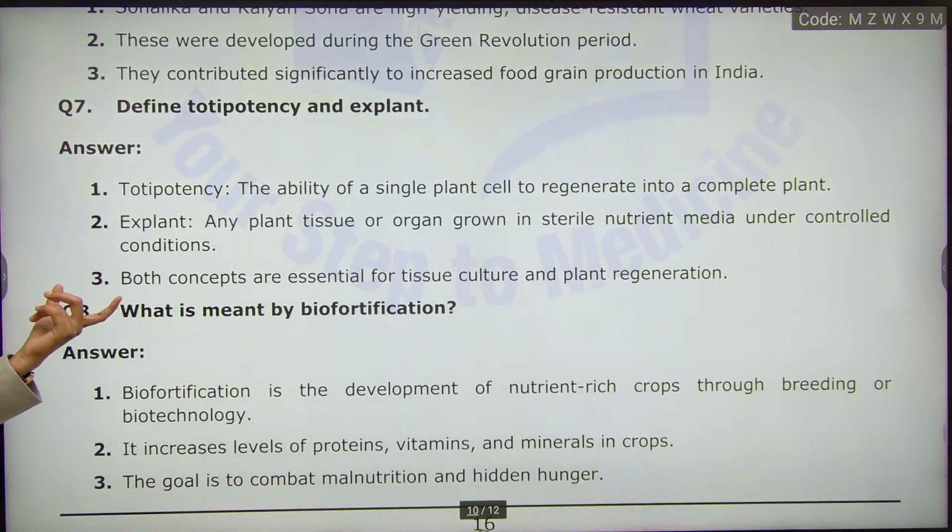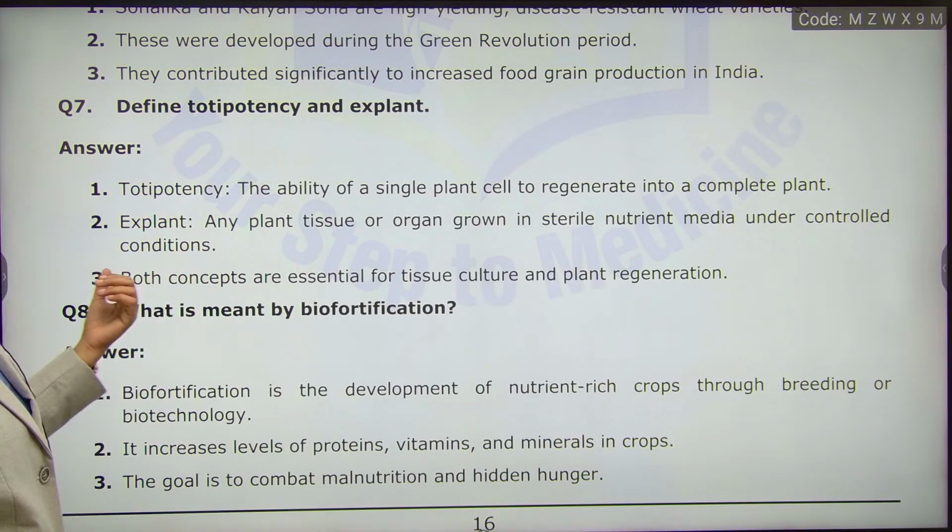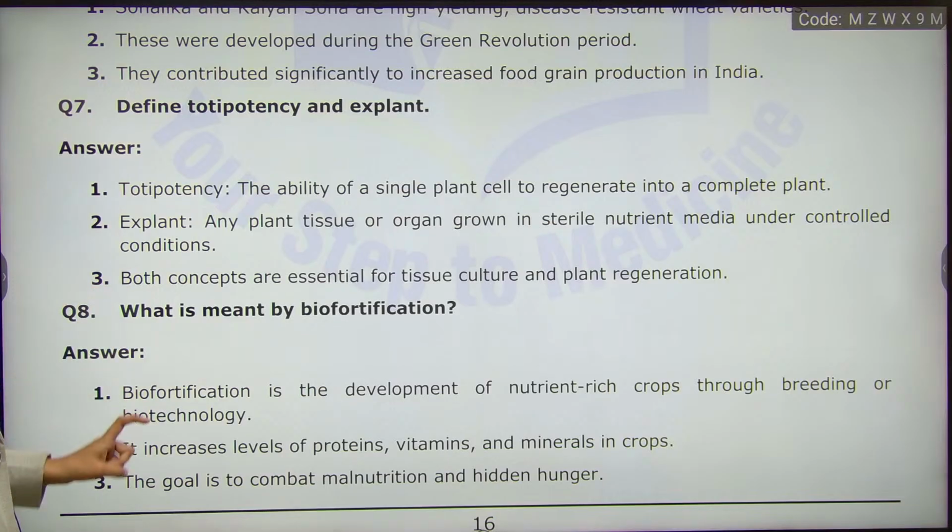And what is an explant? Any plant tissue or organ grown in sterile nutrient medium under controlled conditions is known as explant.